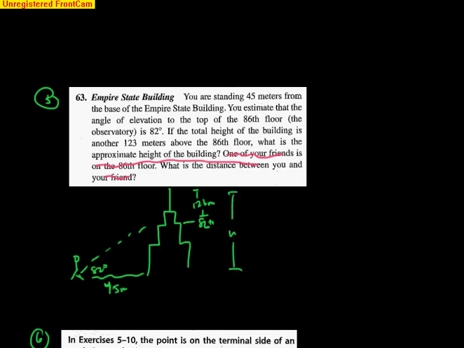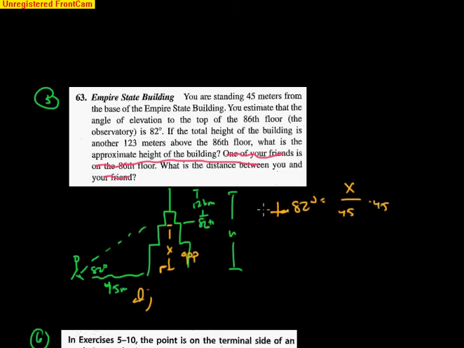So in your problem, you're going to find this height. Let's call this x. You're going to find x, and then, not from there to there, sorry, from the 86th floor, from there to there. You'll find x, and then add it to 123 to get your total height. Okay, but nonetheless, here's our picture. This is the right triangle. Here's my angle. Opposite is the unknown. Adjacent is the known. So that's going to be a tangent equation. Tangent of 82 degrees equals my opposite x over my adjacent 45.